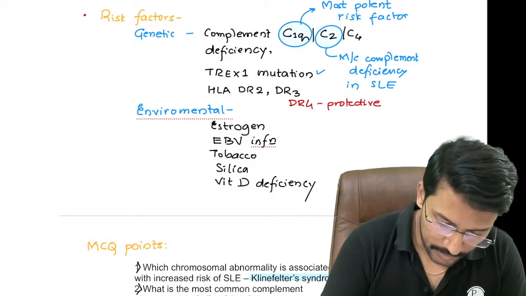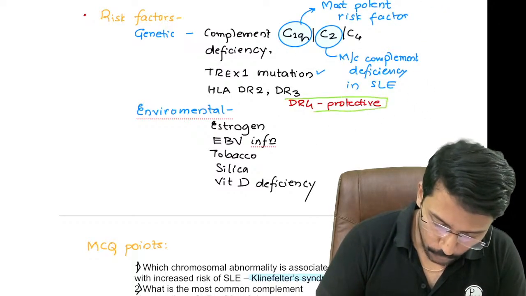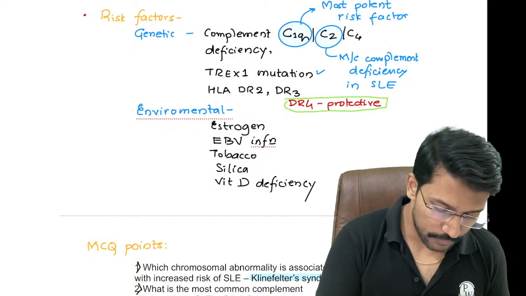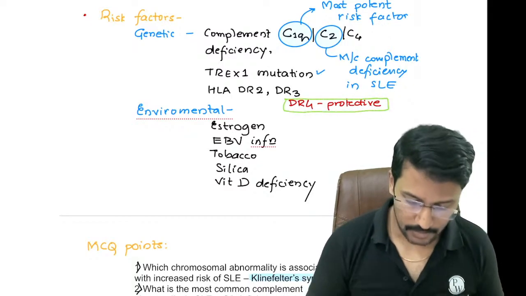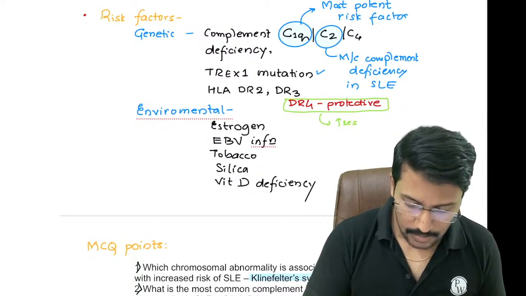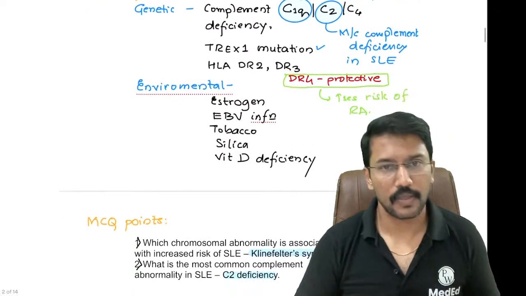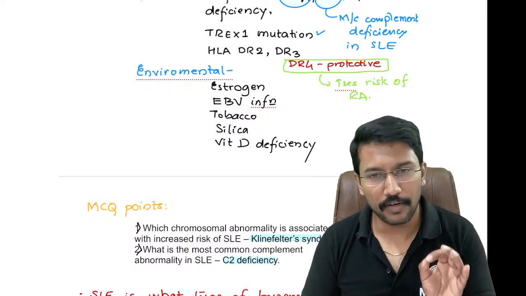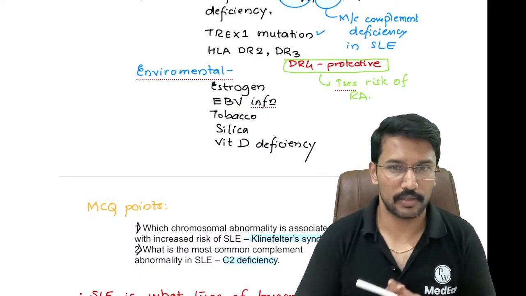DR4 is protective. So if you have HLA DR4, please remember it protects you from developing SLE but increases your risk of developing rheumatoid arthritis, right? So DR4 is protective but it increases the risk of rheumatoid arthritis. DR2, DR3 puts you at risk of developing SLE. DR4 reduces your risk of developing SLE but puts you at risk of developing rheumatoid arthritis.